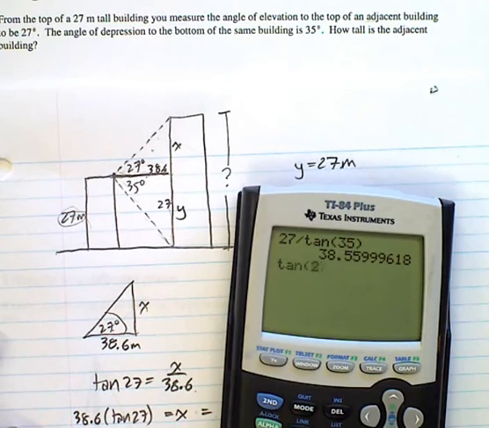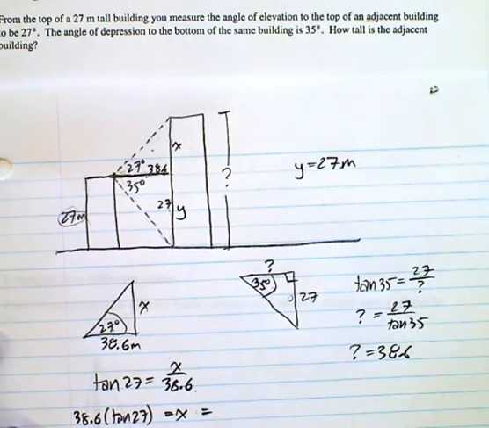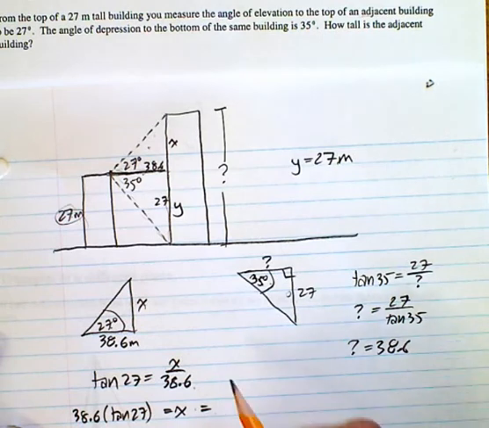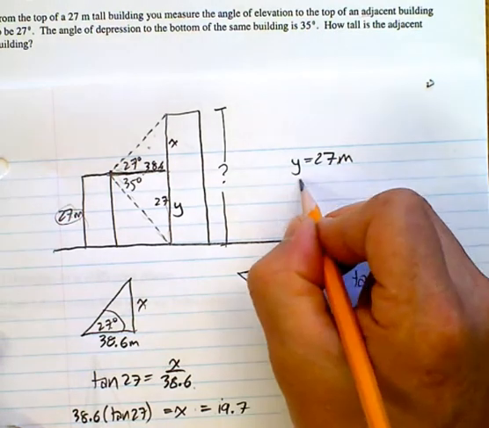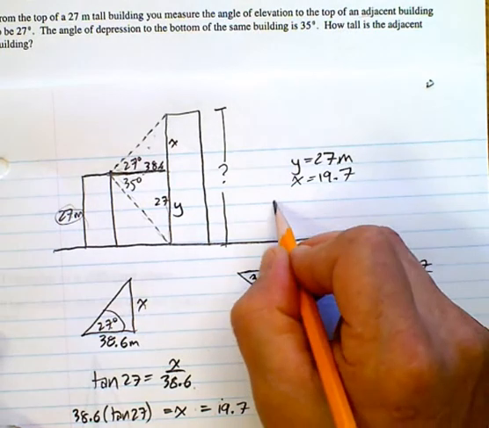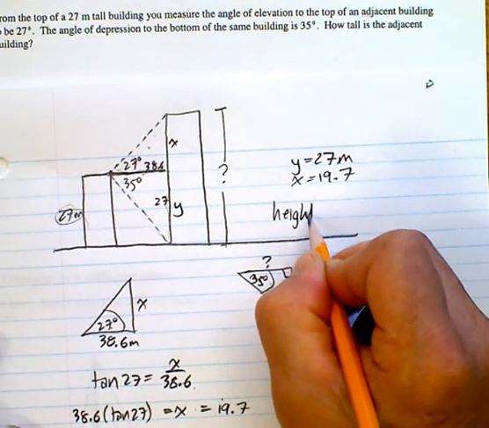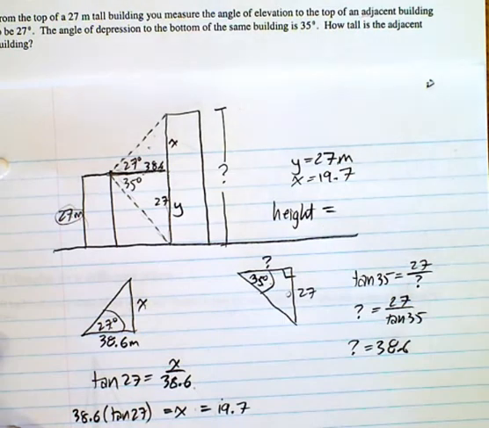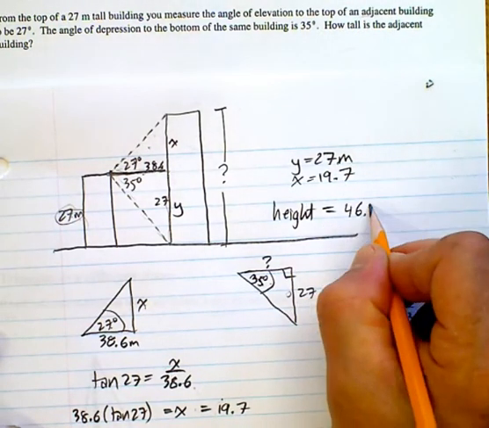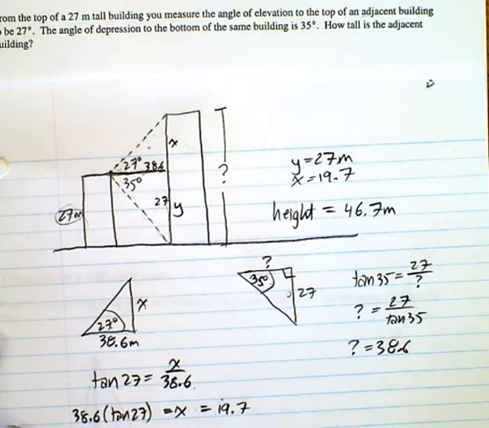Tan 27, I like to do my trig function first, times 38.6. Boom, you end up with 19.7 because I rounded off, right? So here you have x is equal to 19.7. So height is equal to these two together. So that's 46.7 meters. And that is the height of the adjacent building.